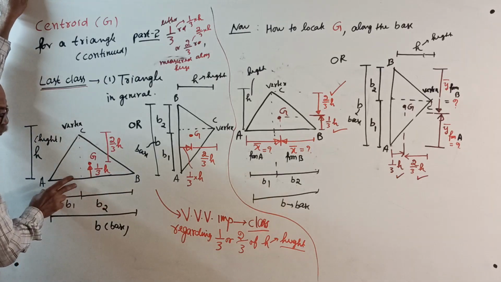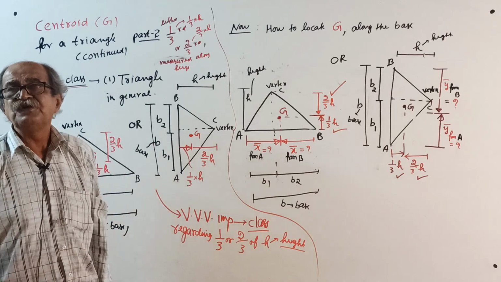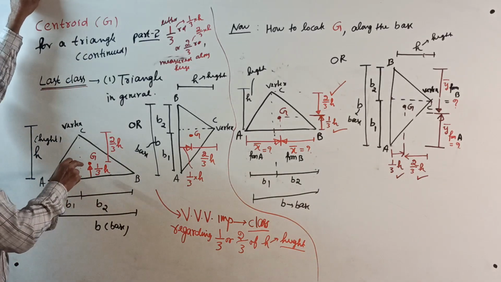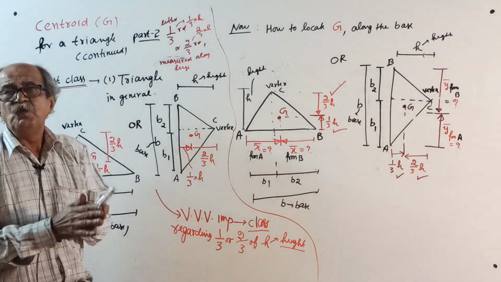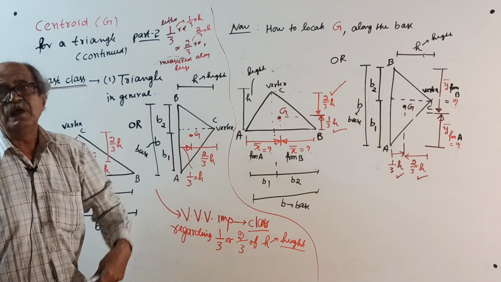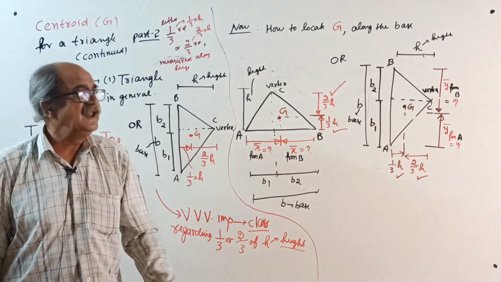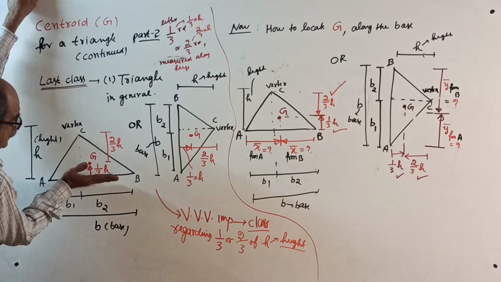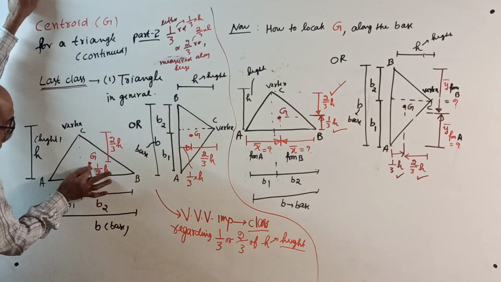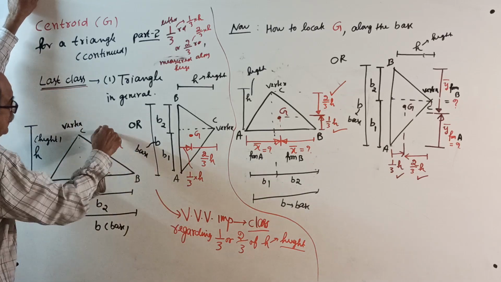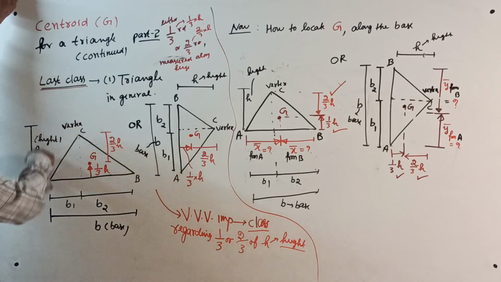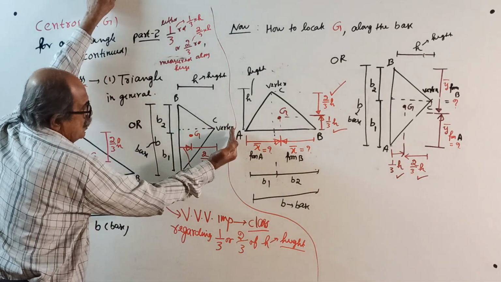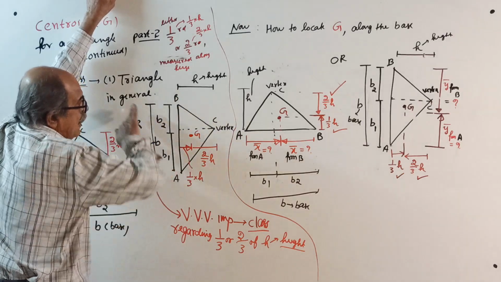B1 more or B2 more counts later. But in this sketch, I wrote B2 more. So CG will always lie, the centroid will always lie, on the side where the area is more. After everything is over, there will be a thorough explanation. Our important point is this distance. Along the height, it is 1/3 of h from the base or 2/3 of h from the vertex; both are along the height. Or if you turn it, from the vertex it is 1/3 h this way or 2/3 h this way, measured along the height.